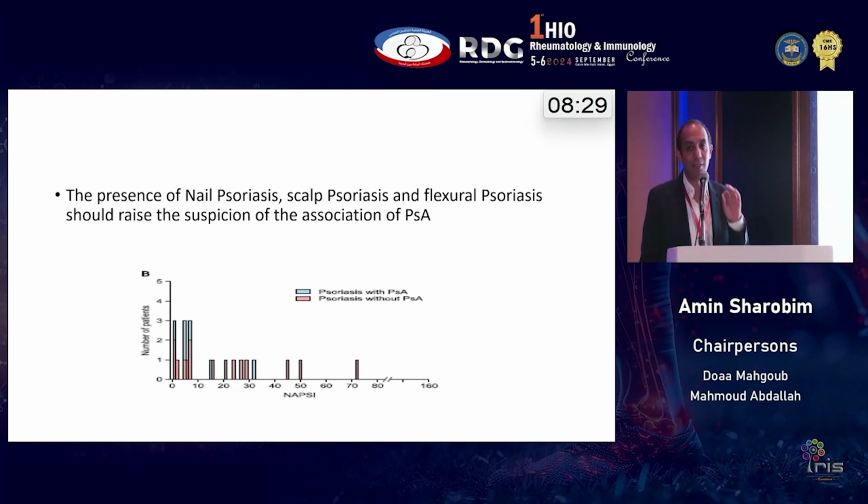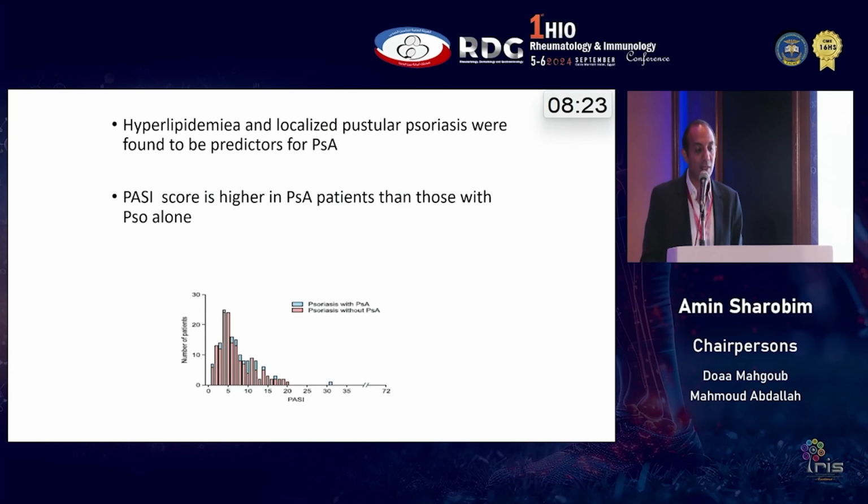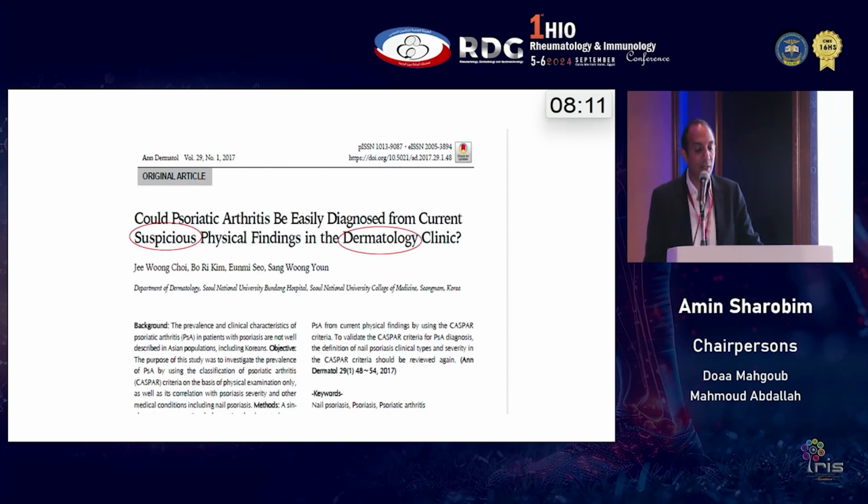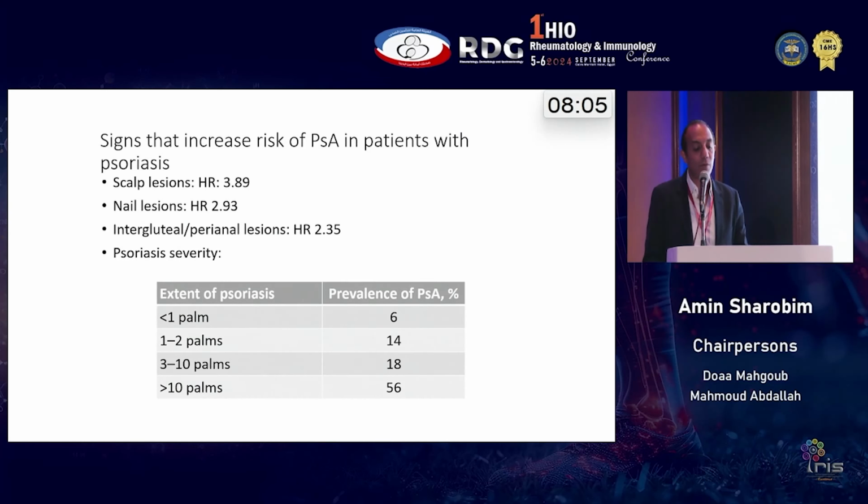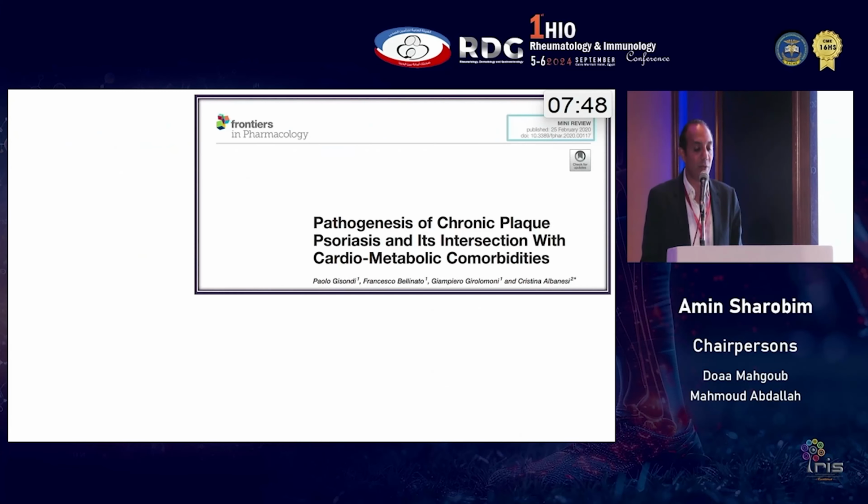The presence of nail psoriasis, scalp psoriasis, and flexural psoriasis should raise the suspicion of psoriatic arthritis. Hyperlipidemia and localized pustular psoriasis were also found to be predictive of psoriatic arthritis. The PASI score is higher in psoriatic arthritis patients than in those with psoriasis alone. So we have some clinical signs that can predict psoriatic arthritis in these patients. Signs that increase the risk of psoriatic arthritis are scalp and nail lesions, intranasal and perineal lesions, and psoriasis severity. So screening for psoriatic arthritis should be done in these patients.